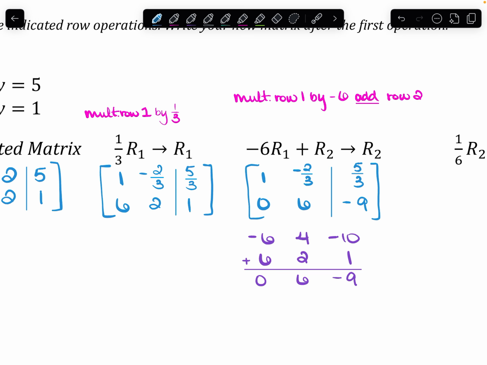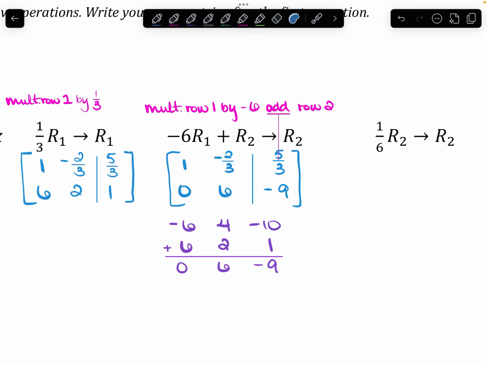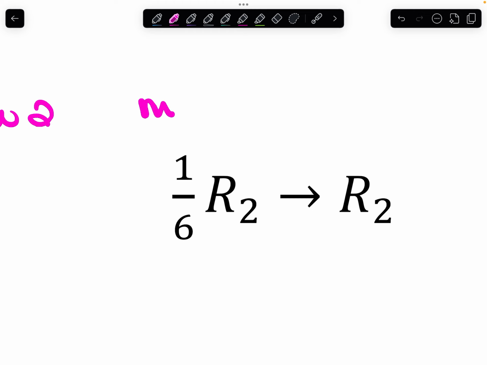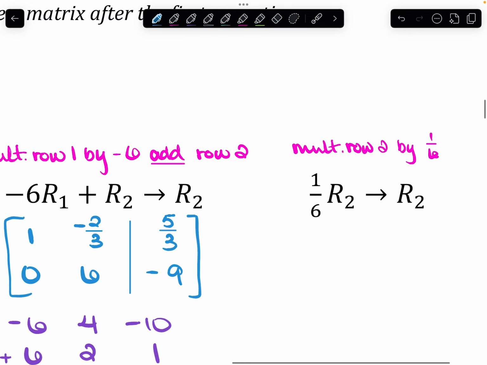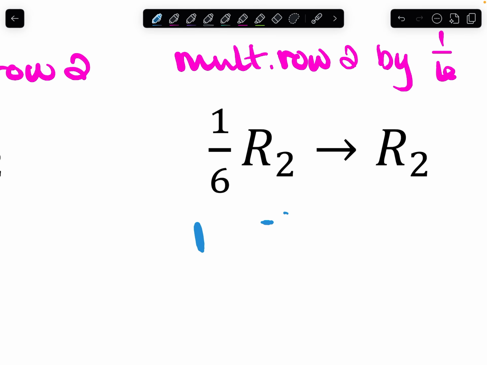Then we're asked to perform a third row operation. Let's scooch this down so it's actually on it. Here, we are being asked to multiply row 2 by 1/6 and replace row 2. We're not touching row 1, so I'm going to carry those over: 1, -2/3, and 5/3.